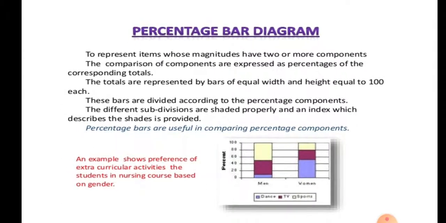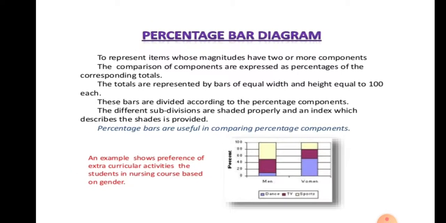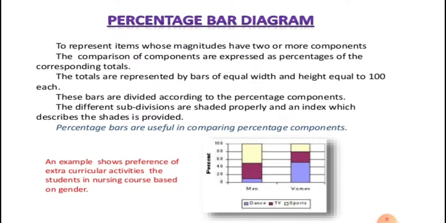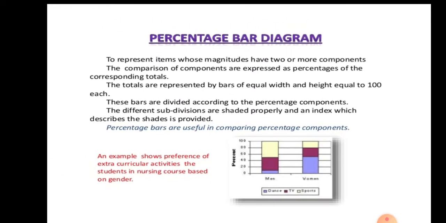An example shows preference of the extracurricular activities of the students in nursing courses based on gender. Now, it is worth mentioning that in case of percentage bar diagram, the length as well as the breadth of the bars are the same.